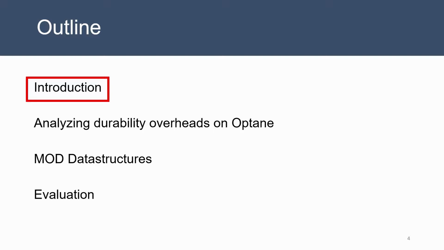So briefly, the outline of this talk is quite simple. I'll set some context for the work we've done, analyze some of the overheads of durability on real Optane persistent memory that we've observed, talk about our MOD data structures which are minimally ordered and durable, and then finally end with a brief evaluation.